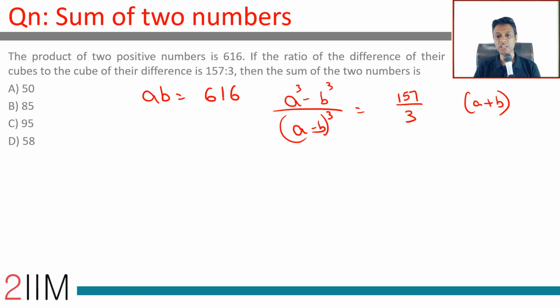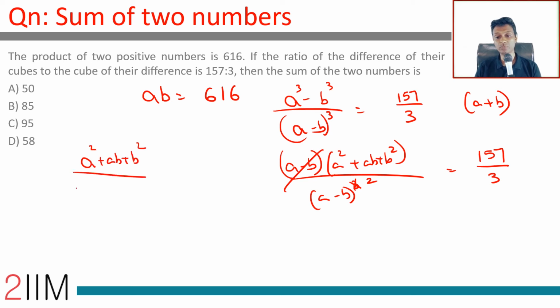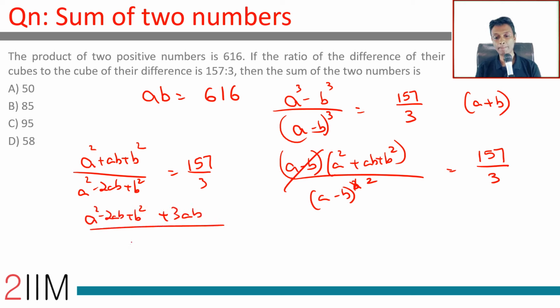Brilliant. So let's say AB is 616. I'm going to write this as A minus B into A square plus AB plus B square by A minus B whole cube is 157 by 3. So 1 gets cancelled, and we become A minus B whole square is 157 by 3. We know A into B is 616. So we can restructure this and say A square plus AB plus B square by A square minus 2AB plus B square is 157 by 3.